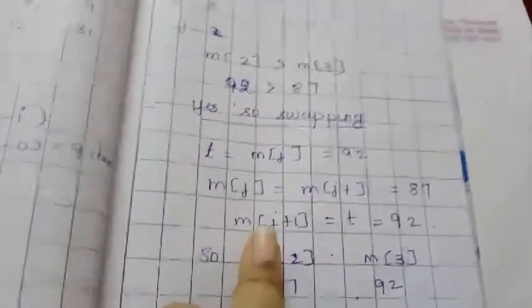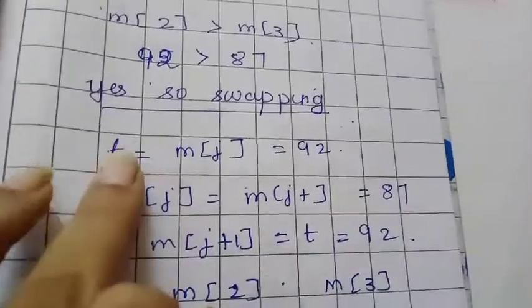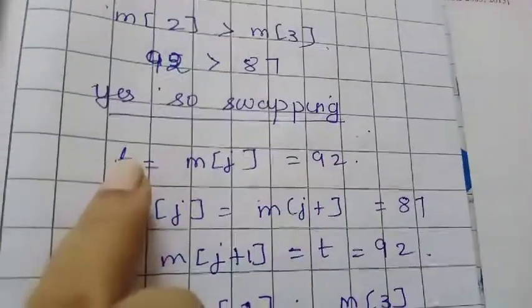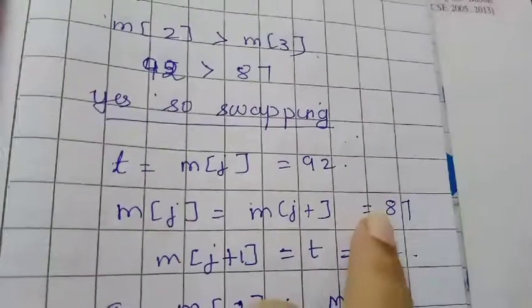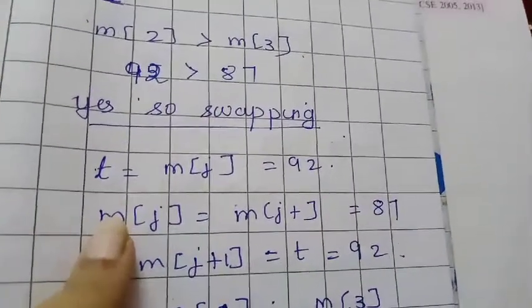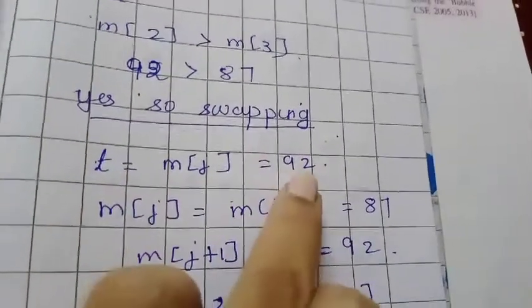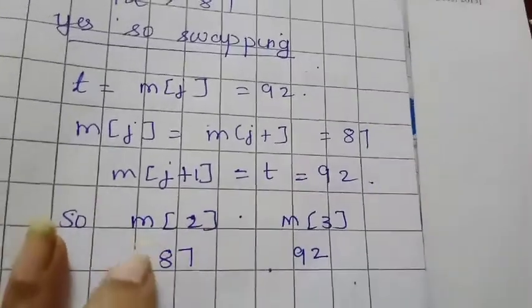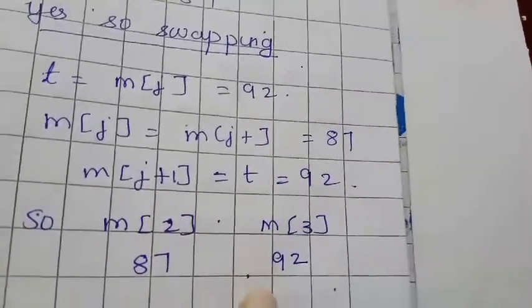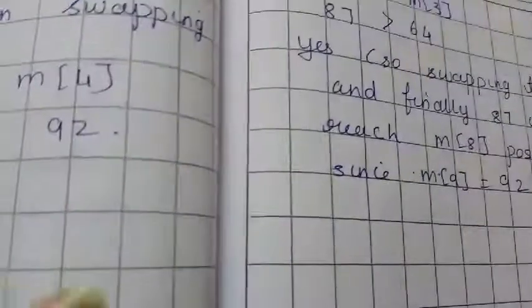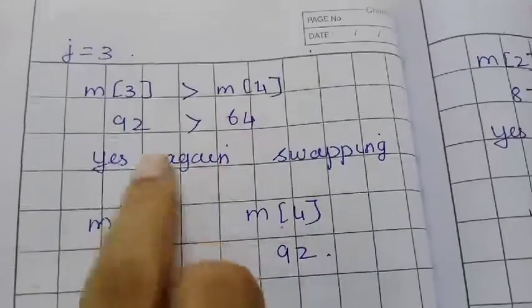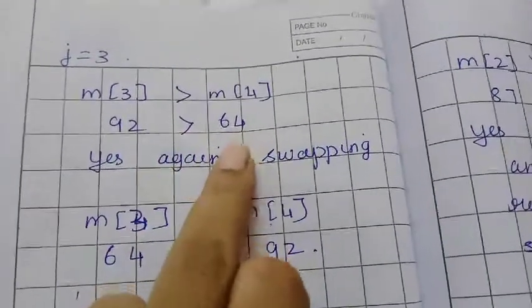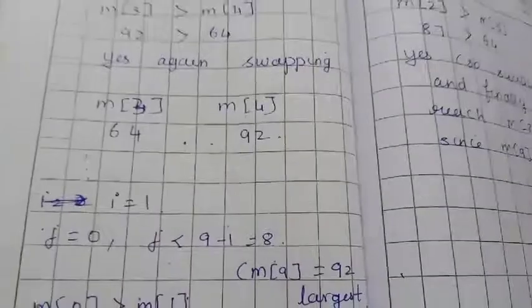I already told the swapping process before, the same thing. First we have to save the number in one temporary variable, then change the number at this position. After that we take the value from the temporary variable and store it in the next position. So now m of 2 is 87 and m of 3 is 92. Again, is m of 3, 92, greater than m of 4? We are going to check. 92 is greater than 64. Again swapping is going to be done.